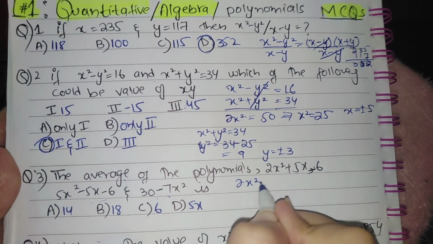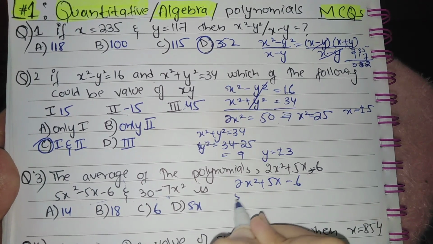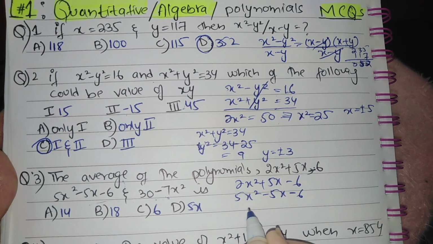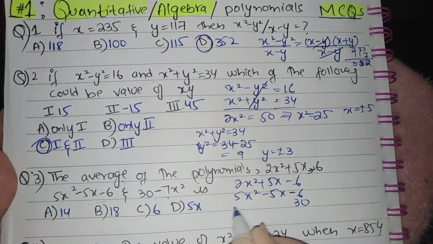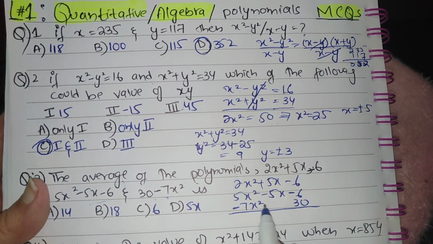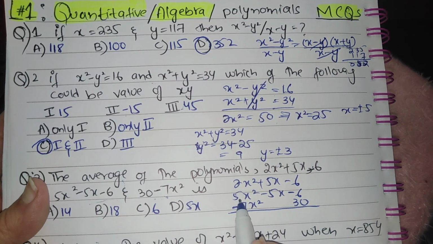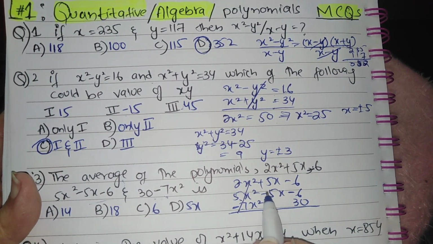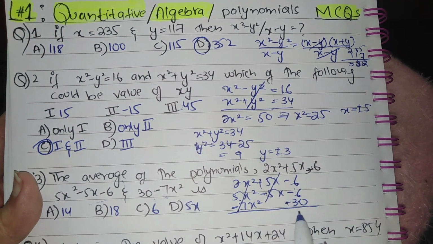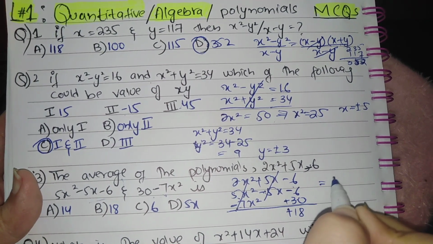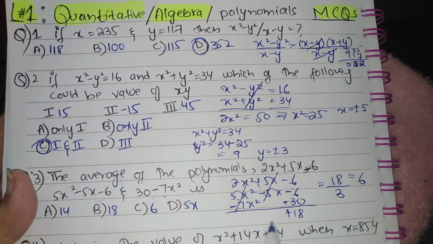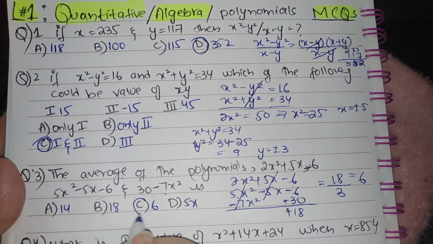So first by adding these 3 terms, as you can see, here is plus 7x and here is minus 7x, this is cancelled. Here is plus 5x and here minus 5x, this is cancelled. Here is 30 minus 12, which is plus 18. So the sum of these 3 terms is 18. When 18 is divided by 3, the average is 6. So the correct option is C.